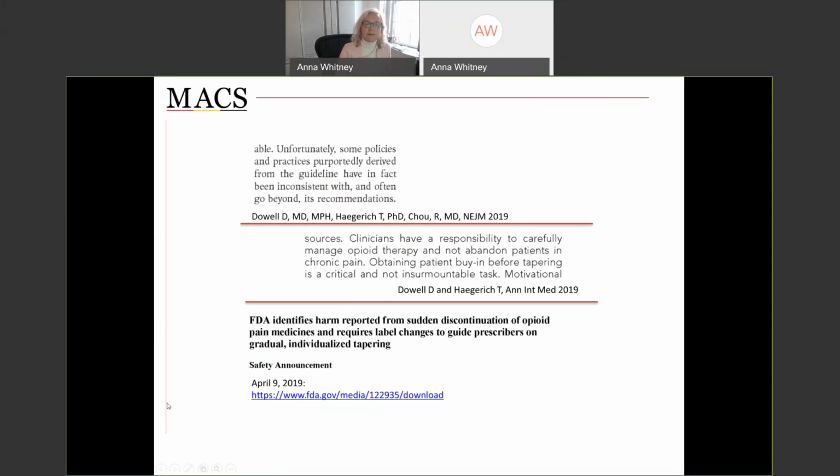So we now really have an environment, not only kind of an evidence. We have some data that we can kind of use, not a whole lot, but we are gaining experience as well with how to manage patients and really think about kind of the who, what, when, and how, and why to taper opioids, and an understanding from the regulatory bodies at the CDC and the FDA that we really need to do this kind of perhaps in a gradual, individualized way.